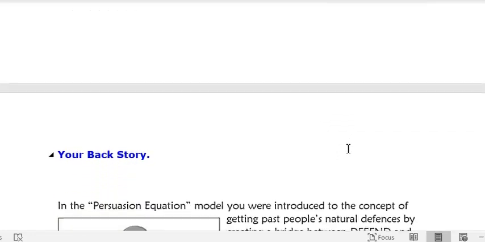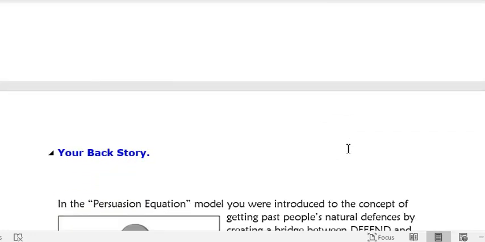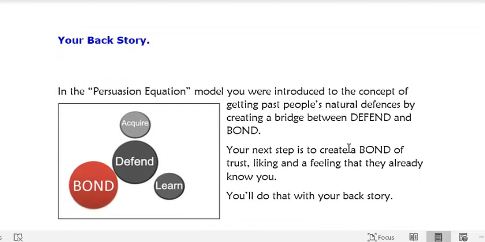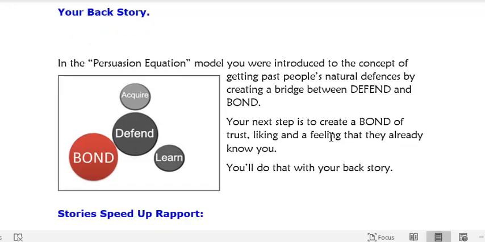Now we're going to go into your backstory, and you will need to be taking notes and writing here. Okay, so in the Persuasion equation model, you were introduced to the concept of getting past people's natural defenses by creating a bridge between defend and bond. The next step is to create a bond of trust, liking, and a feeling that they already know you, and you do that with your backstory.